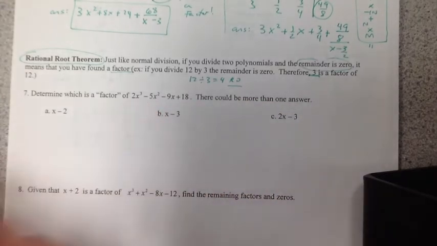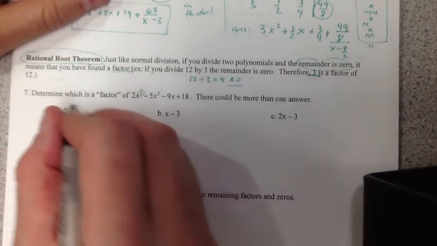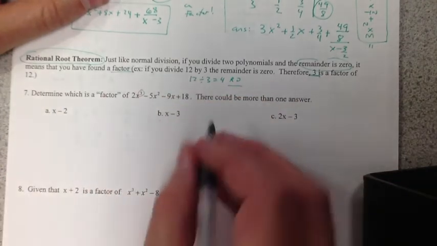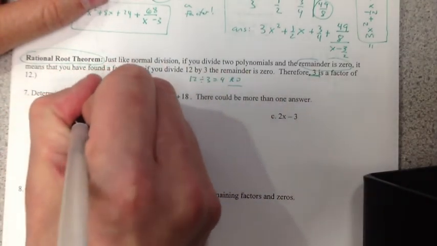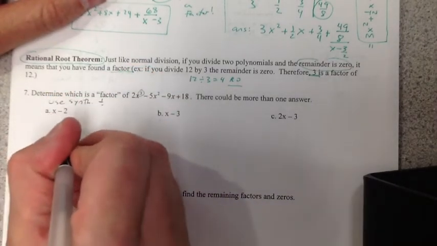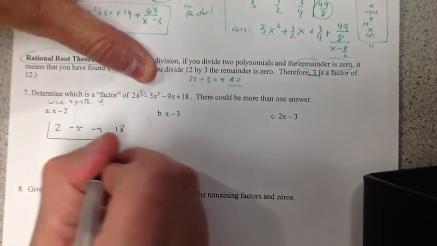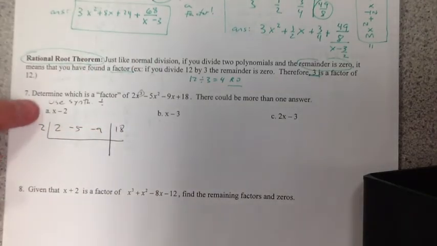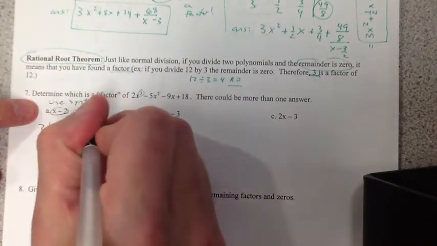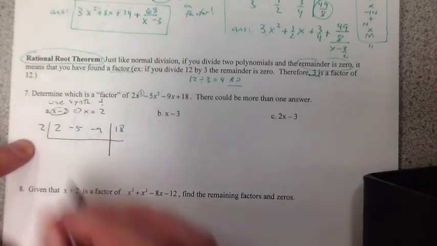And it's easy to see because the power is 3, that's our degree. If the degree is 3, that means you can have up to 3 answers. So I gave you 3 choices. So what we're going to do, test it. Now, because these are all linear, we will use synthetic division. So, copy down my coefficients: 2, negative 5, negative 9, 18. And what are we dividing by? The 2, because this gives me x equals 2. I want to see if this is a factor, so I'm going to divide by it. If the remainder is 0, factor.